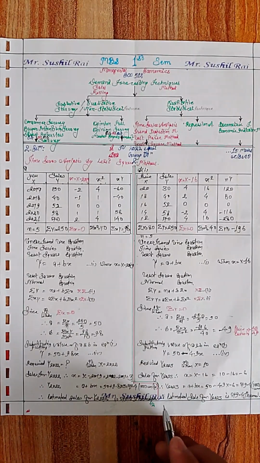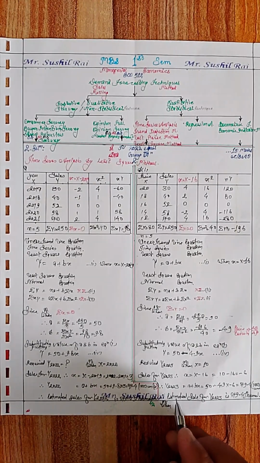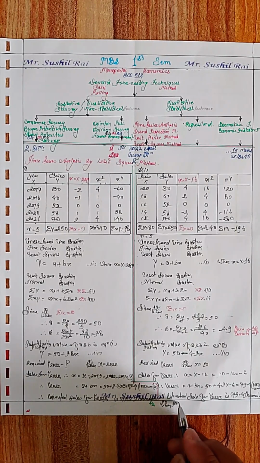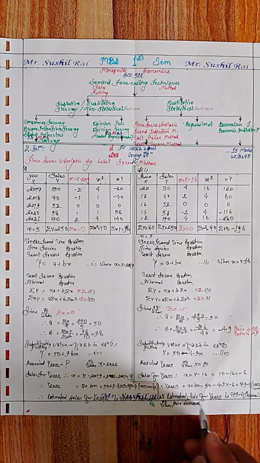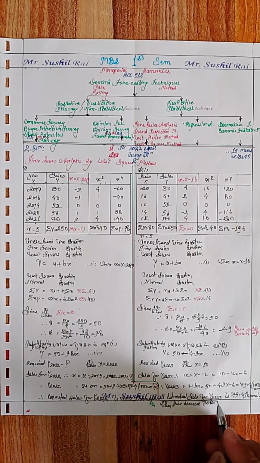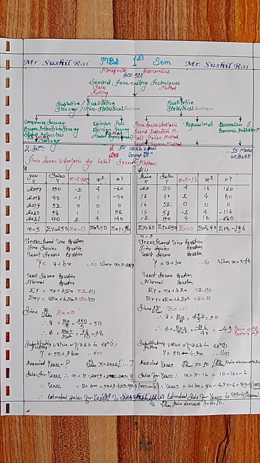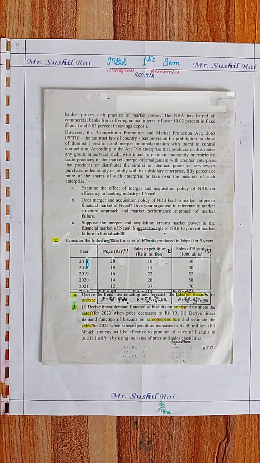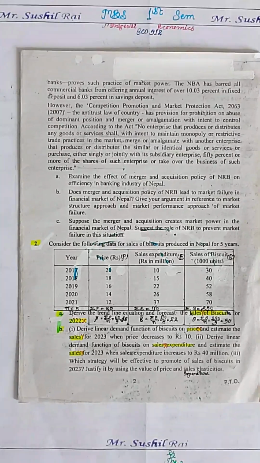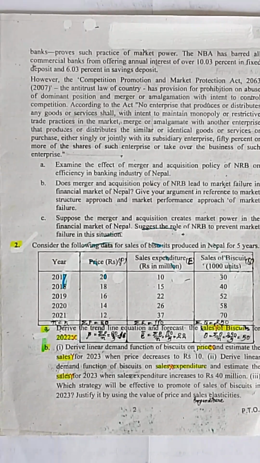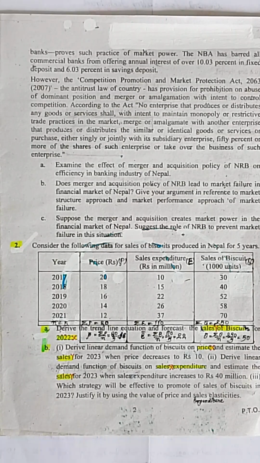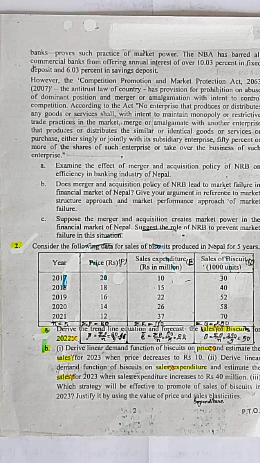If, when the price decreases to rupees 10, B2: derive the linear demand function of the biscuit on the expenditure and estimate the sales for 2020 when the sale expenditure increased to 40 million.